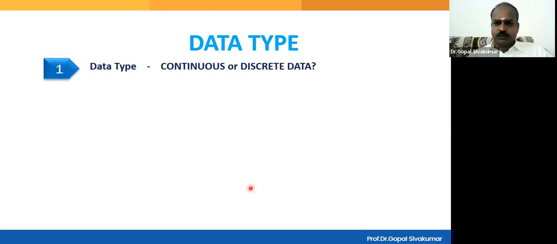So, data types. Fundamentally, there are two types of data: continuous data and discrete data. What is data? Data is nothing but any numerical value, or data is said to contain some information, right? It can be a numerical value, or it can be a descriptive statement also. So basically there are two types of data: one is continuous, another one is discrete, right?